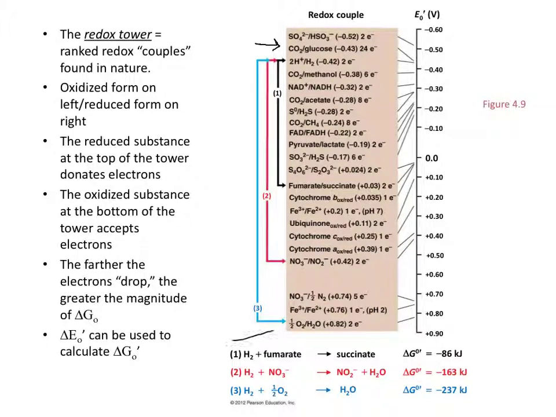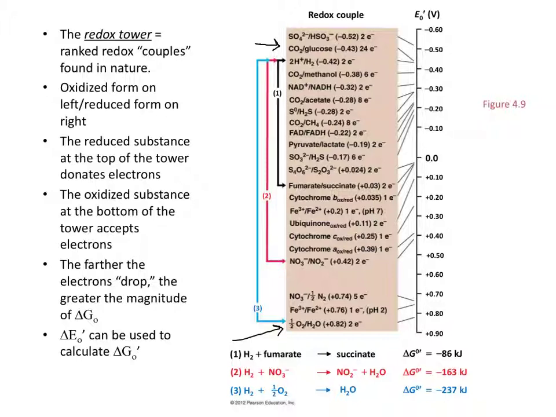and here. Okay, so starting at the top, we have CO2 and glucose. They represent a redox couple. Glucose is the donor, and it is the reduced form. CO2 is what glucose becomes after it gives up electrons. By convention, every redox couple in the redox tower is written with the oxidized form on the left and the reduced form on the right.